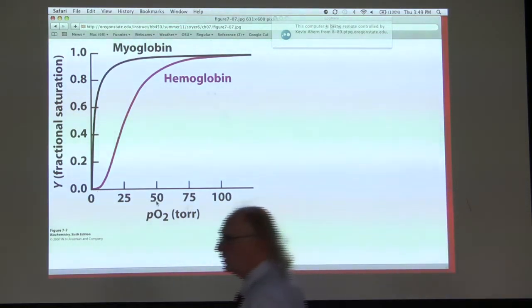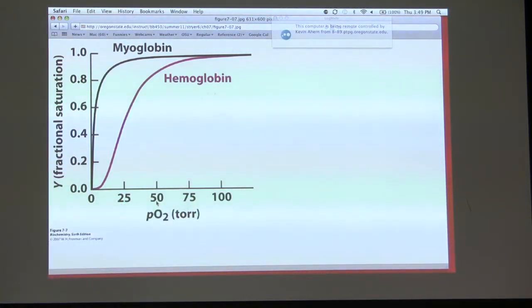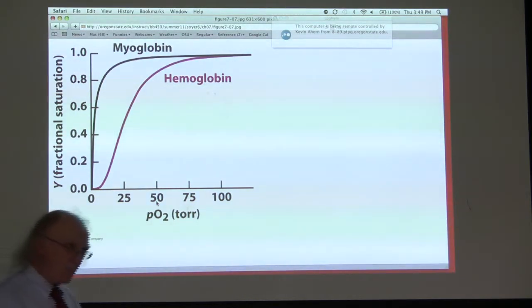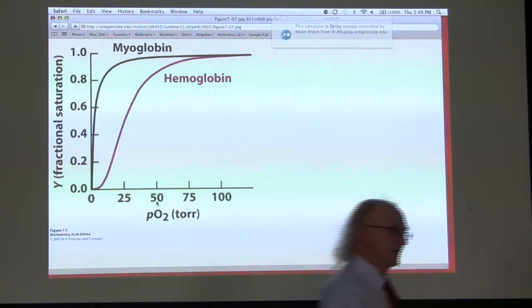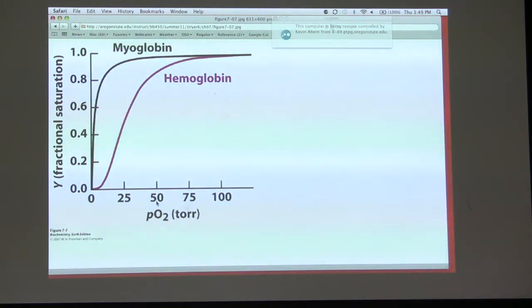Now, why does hemoglobin look like this and myoglobin look the way that it does? That's something I think I'll take up after we take a couple-minute break, and we'll talk about a phenomenon called cooperativity. So let's take a brief break, and we'll come back and deal with that.